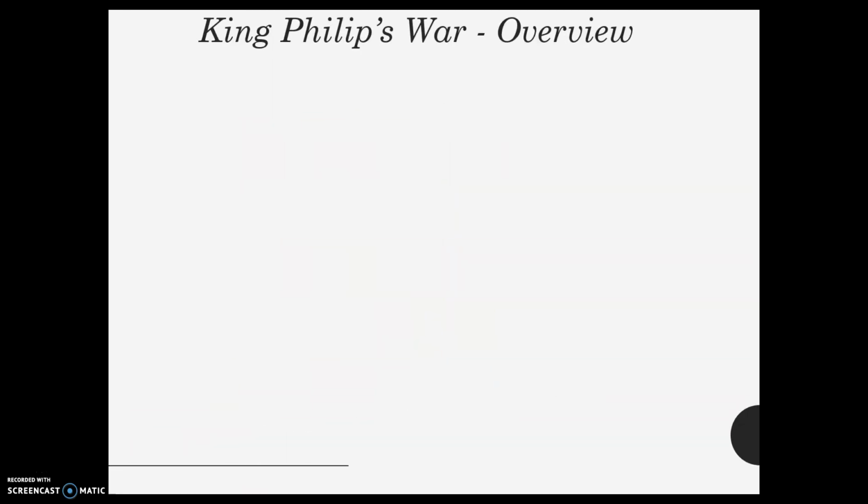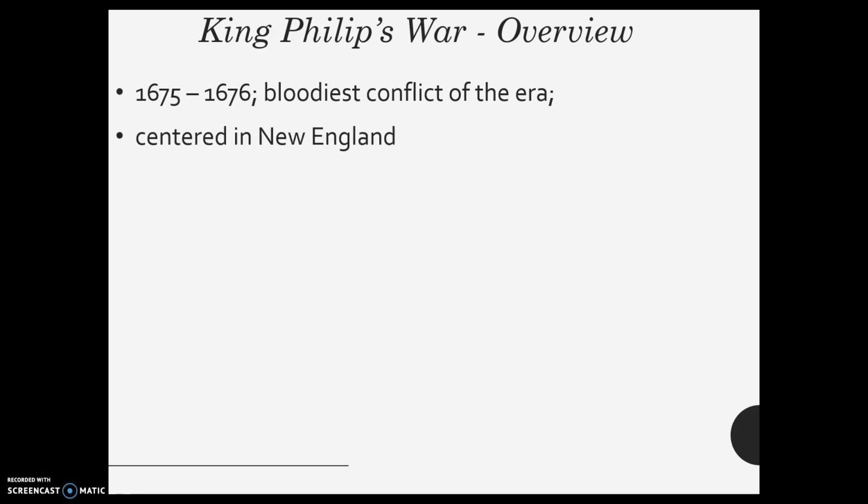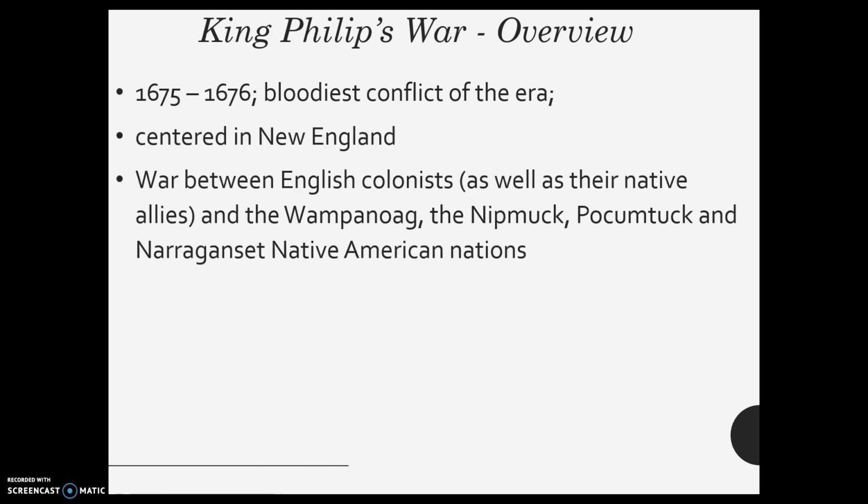Also part of the English expansion in the New World, especially New England. King Philip's War was a war between the English colonies in New England versus the various Native American groups. So it was 1675, 1676, the bloodiest conflict of the era, incredibly bloody by the standards of the day. Centered in New England. And again, as I said, this war between the English and the natives, the Wampanoag, the Nipmuc, Pocumtuck, Narragansett. So it's a war against those four: Wampanoag, Nipmuc, Pocumtuck, and Narragansett.